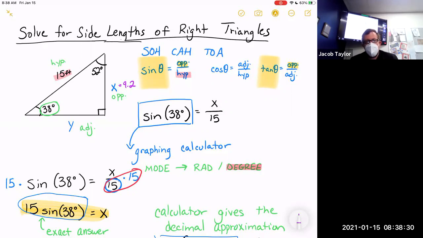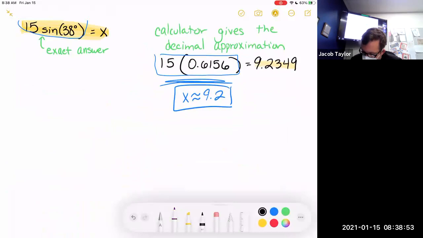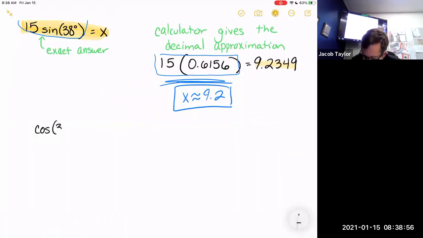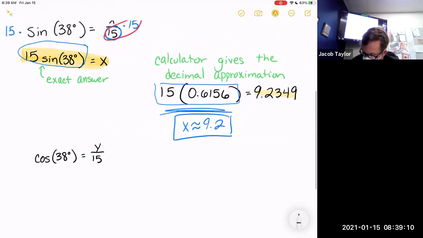So let's do another one of our trig functions. We now know opposite and hypotenuse, and we need adjacent. So we can do cosine or tangent, because both of those will give us adjacent. And I want to do cosine just because I want to show you the way that the algebra can get a little tricky. So let's use the cosine function to find the value of y. Okay. So we're going to do cosine of 38 degrees equals, and cosine is adjacent over hypotenuse. The adjacent is what we don't know, which is y. My hypotenuse is 15.